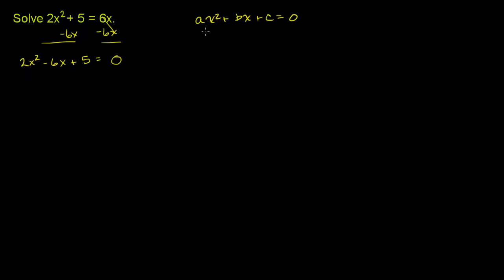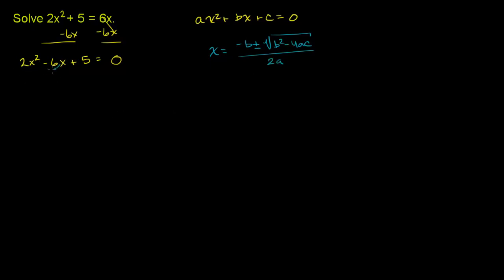And the quadratic formula tells us that if we have something in standard form like this, that the roots of it are going to be negative b plus or minus, so that gives us two roots right over there, plus or minus square root of b squared minus 4ac over 2a. So let's apply that to this situation.